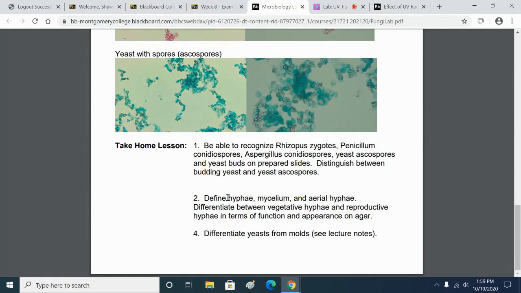Now, when it comes to differentiating yeasts from molds, molds are fuzzy. They are filamentous. Yeasts are slimy. So it's easy to distinguish a mold from a yeast. Molds are fuzzy and filamentous. Yeasts are slimy. Like I said, you've probably seen moldy bread before, right?